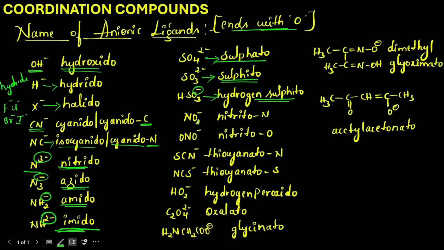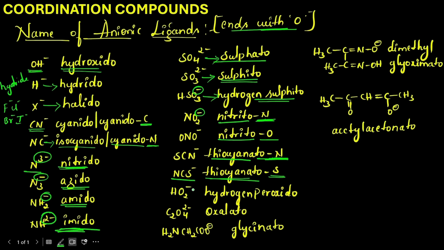Next one is NO2 minus, here charge is -1, which is named as nitrito N, because here the donor atom is nitrogen. Coming to ONO minus, it is named as nitrito O, here oxygen is the donor atom. Next is SCN minus, which is named as thiocyanito N. Here N is because nitrogen is the donor atom. And coming to NCS minus, which is named as thiocyanito S. Here sulfur is the donor atom.